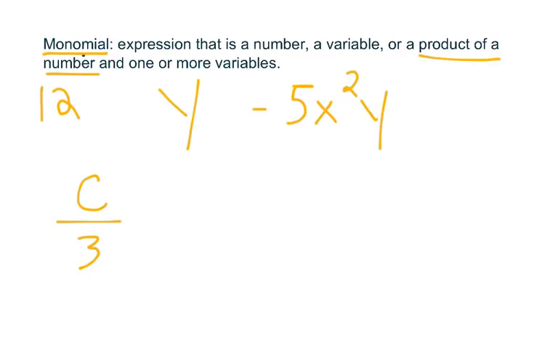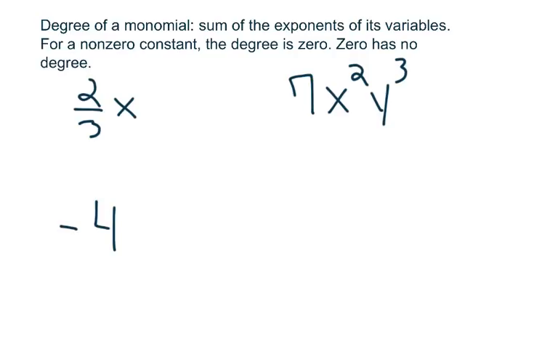Another example of one that is not a monomial would be c over x. Why? I don't know the value of either one of variables in the denominator. This is not a monomial. All right? Let's keep going. Again, pause at any point.